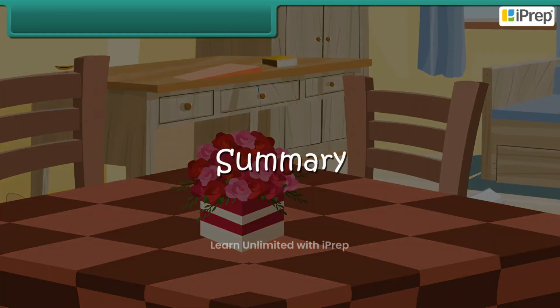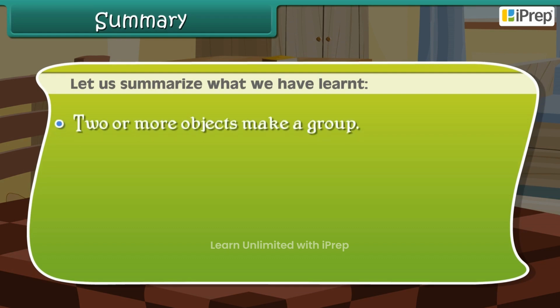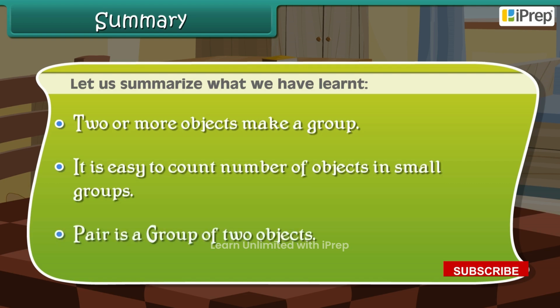Summary. Let us summarize what we have learnt. Two or more objects make a group. It is easy to count the number of objects in small groups. A pair is a group of two objects.